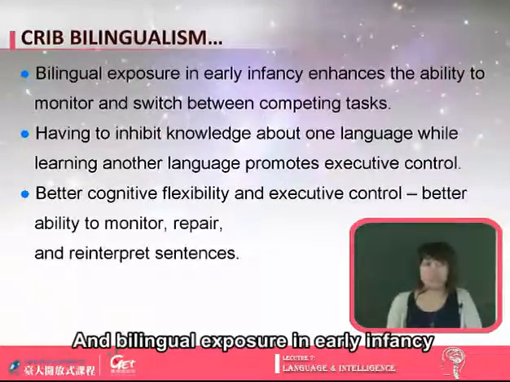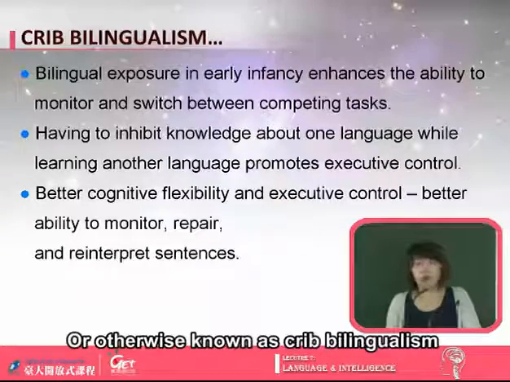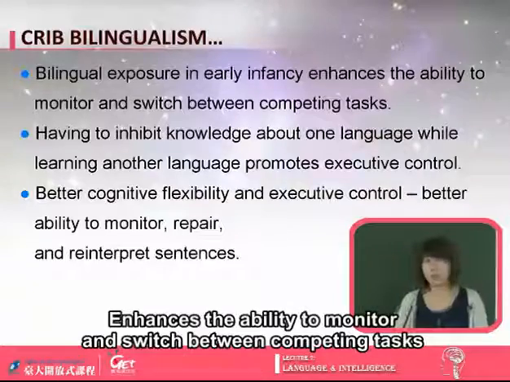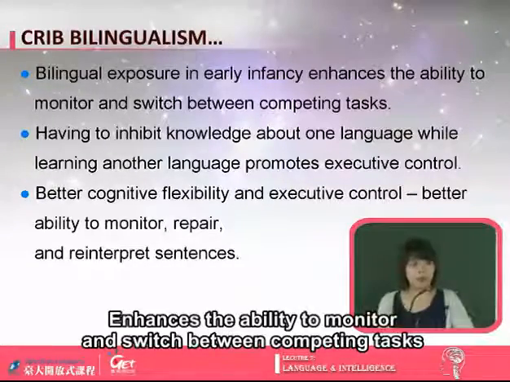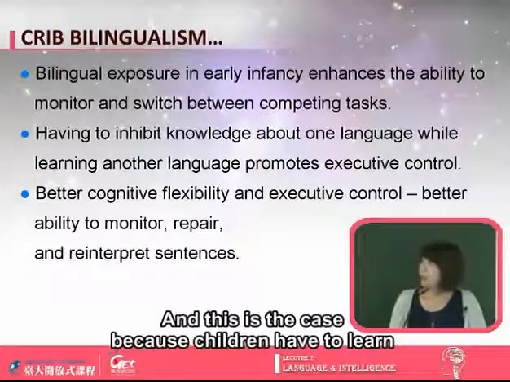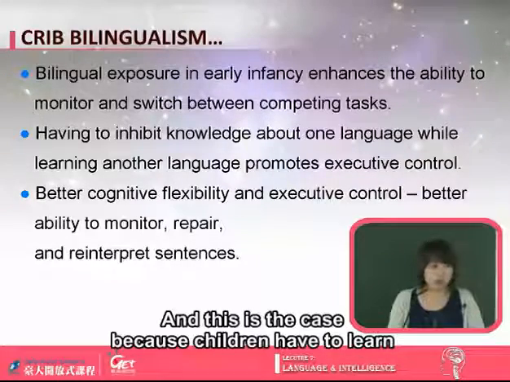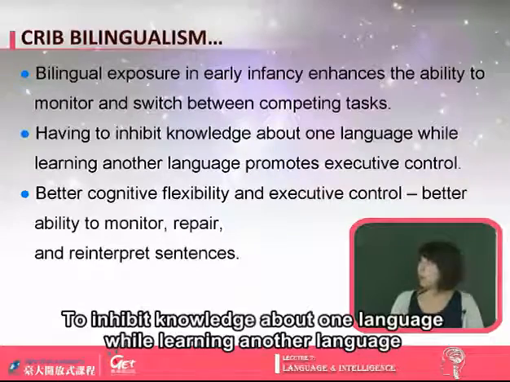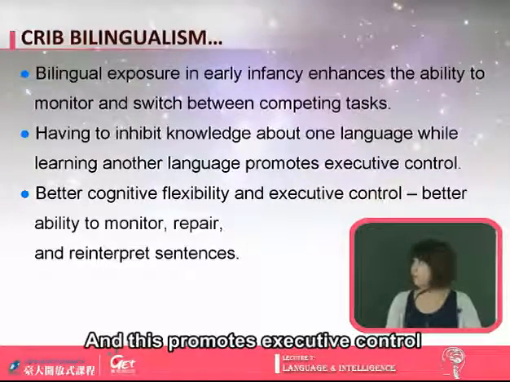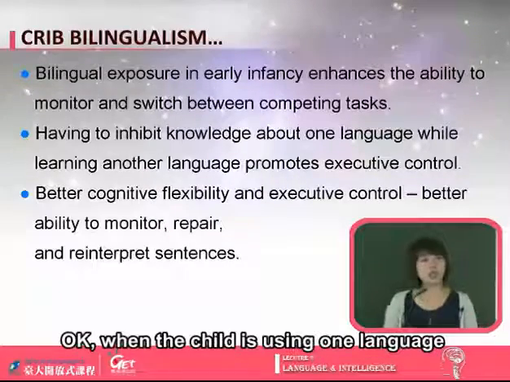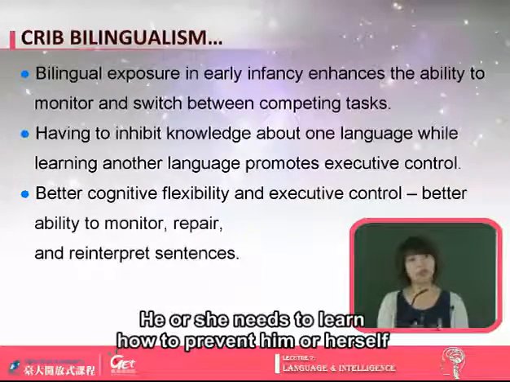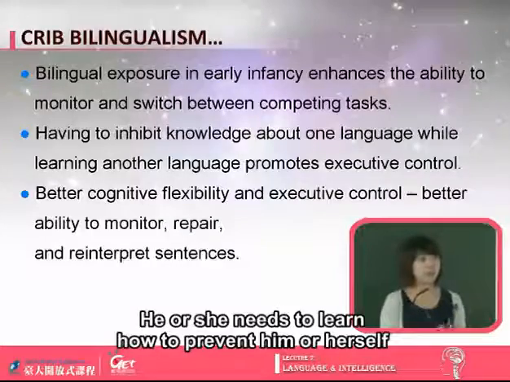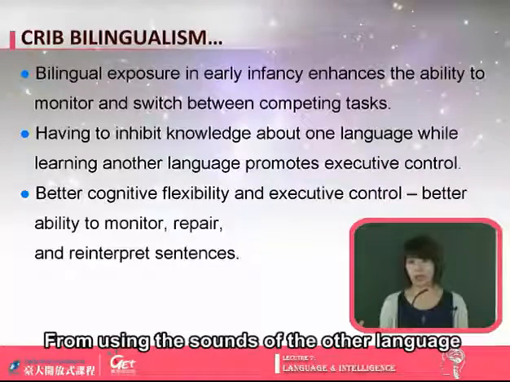And bilingual exposure in early infancy, otherwise known as crib bilingualism, enhances the ability to monitor and switch between competing tasks. And this is the case because children have to learn to inhibit knowledge about one language while learning another language. And this promotes executive control. Okay? When a child is using one language, he or she needs to learn how to prevent him or herself from using the sounds of the other language.